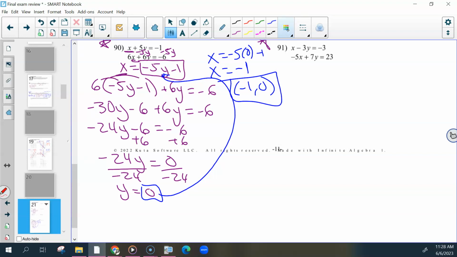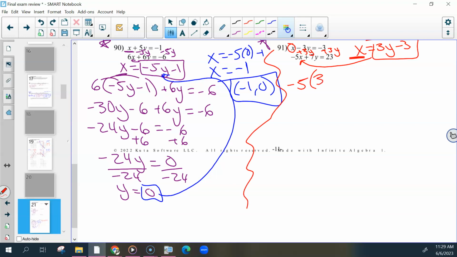Number 91 is the same as 90. It doesn't have one that's already solved for a variable, but you can solve this equation for x. Get rid of the 3y by adding it to the other side. So that x equals 3y minus 3, or -3 plus 3y. Then we have x equals that expression, and we take it and put it in for x in the other equation.